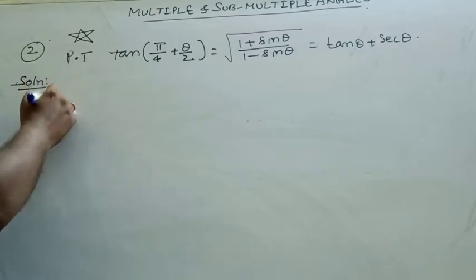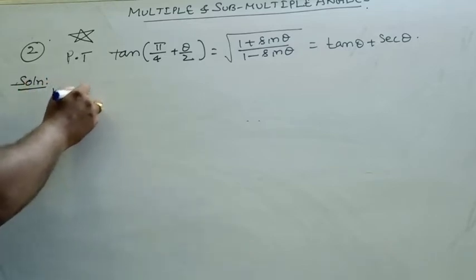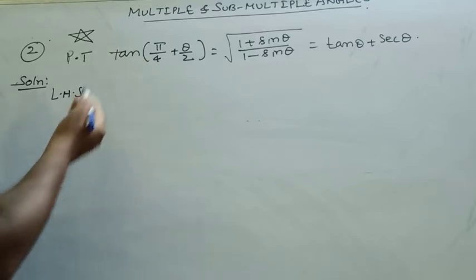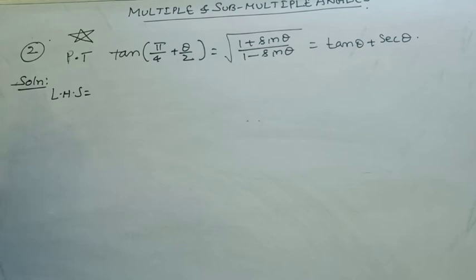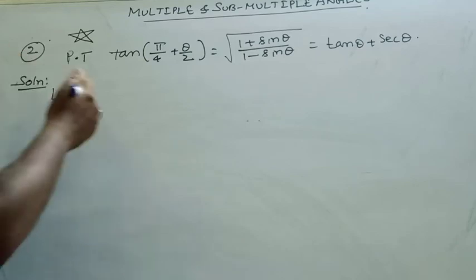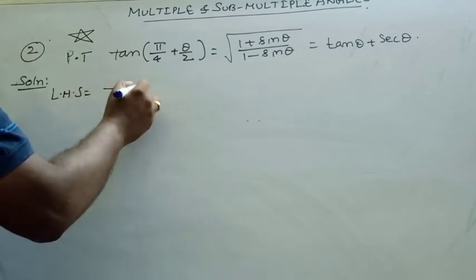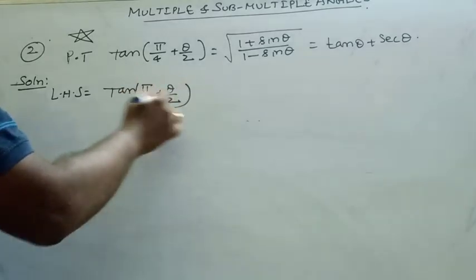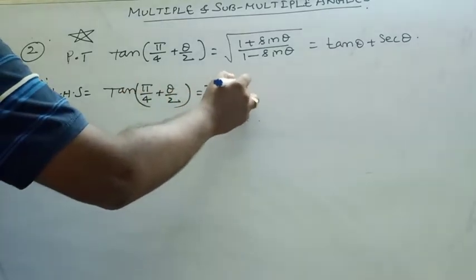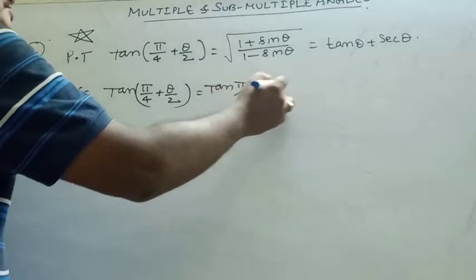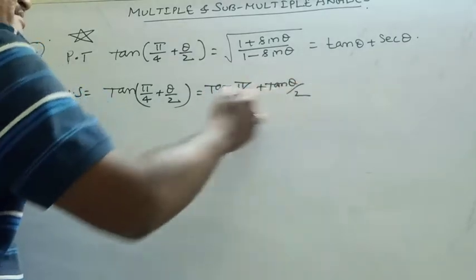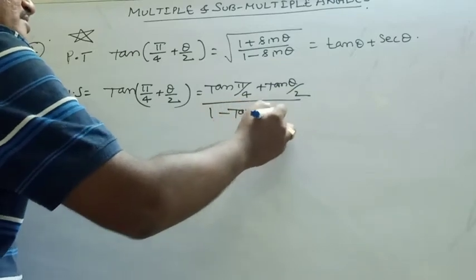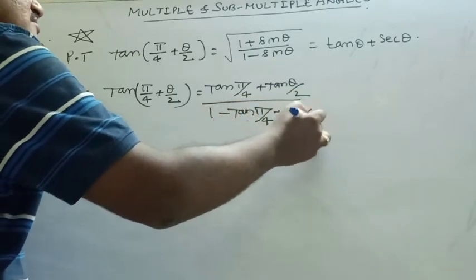See my dear students, how we are going to do this is very simple. Let us take here tan(pi/4 + theta/2). How we will do this: first, tan(pi/4 + theta/2) is equal to (tan pi/4 + tan theta/2) whole thing divided by (1 - tan pi/4 into tan theta/2).